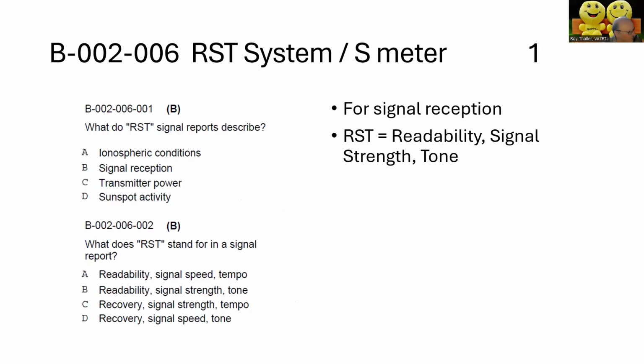So, what do RST signal reports describe? So the answer is signal reception. What does RST stand for? So the answer is B, readability, signal strength, and tone. Tone is used for Morse code.